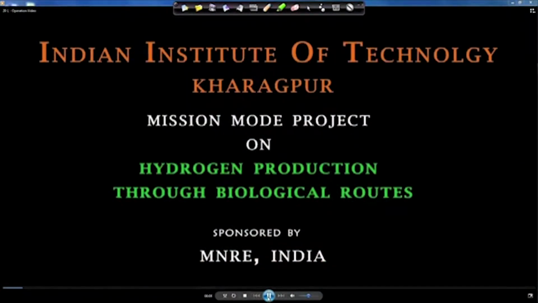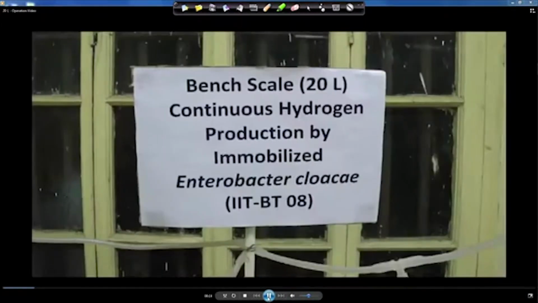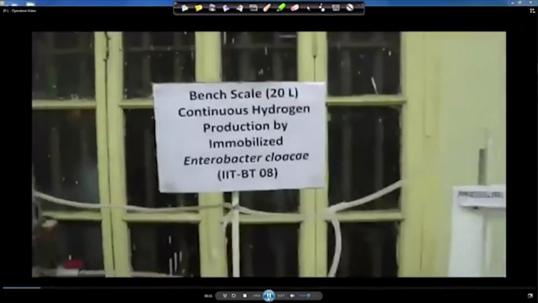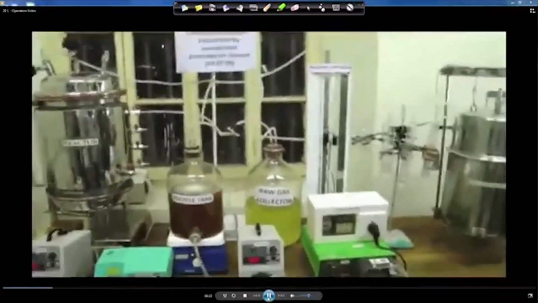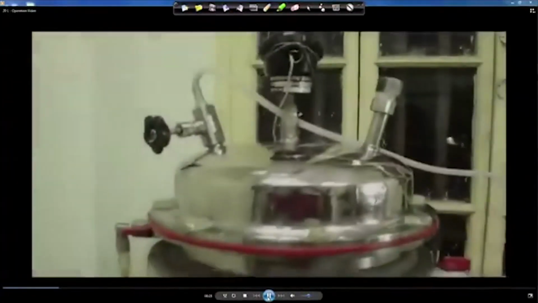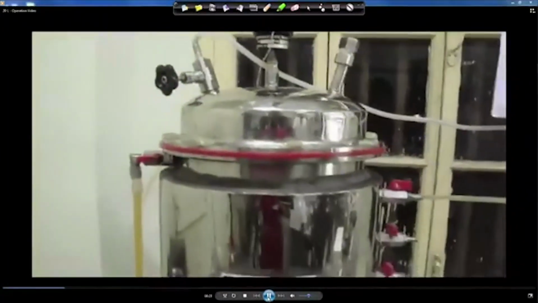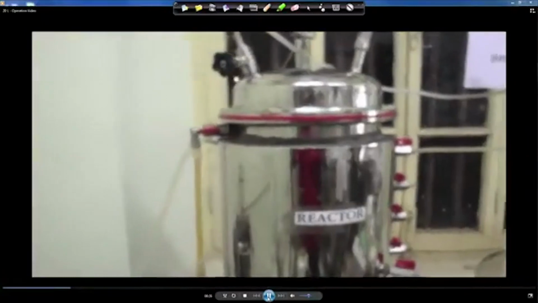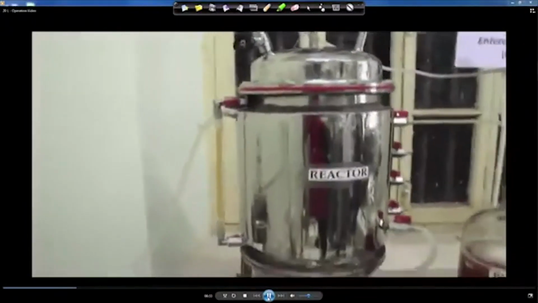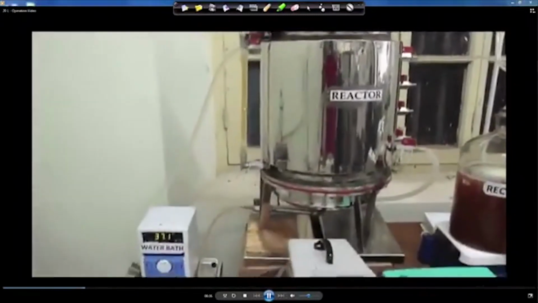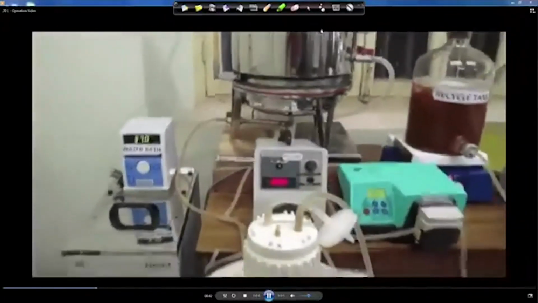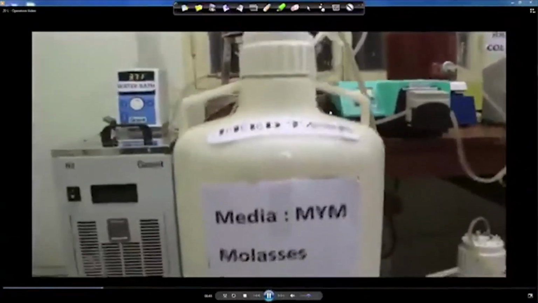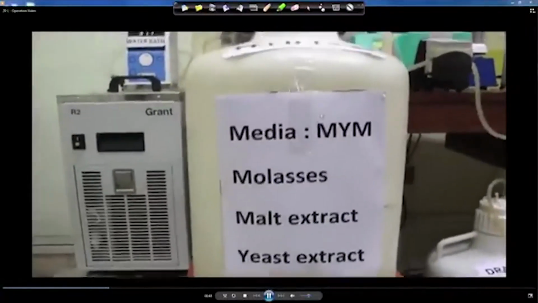At the Indian Institute of Technology Kharagpur, we had a mission mode project on hydrogen production through biological routes. This is under the sponsorship of MNRE. Here we try to demonstrate continuous hydrogen production by using immobilized whole cells of Klebsiella pneumoniae, a local isolate. This is the bioreactor, and you can see this watch glass, through which you can find out the volume of the liquid media present inside the reactor. And these are the other different units attached to this reactor.